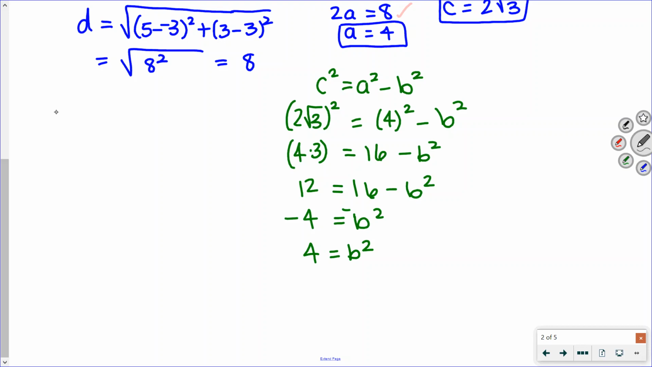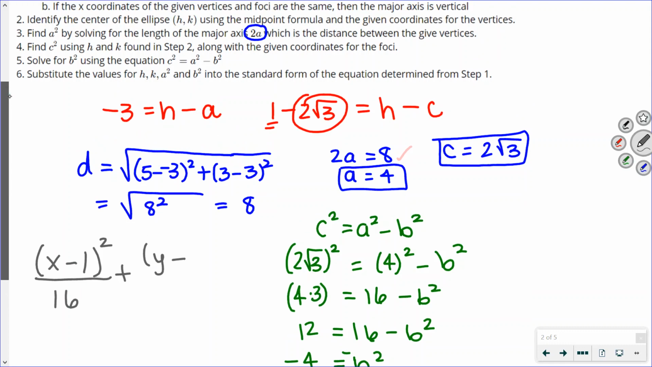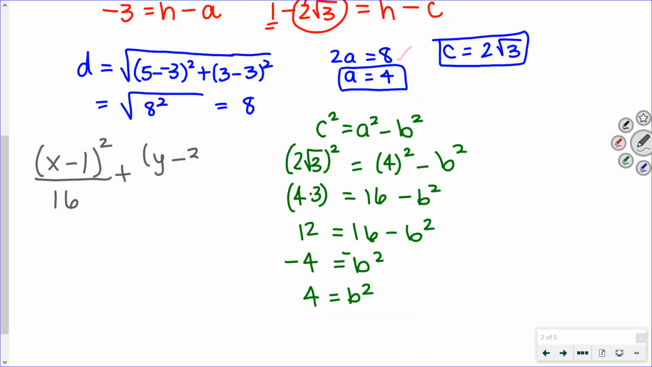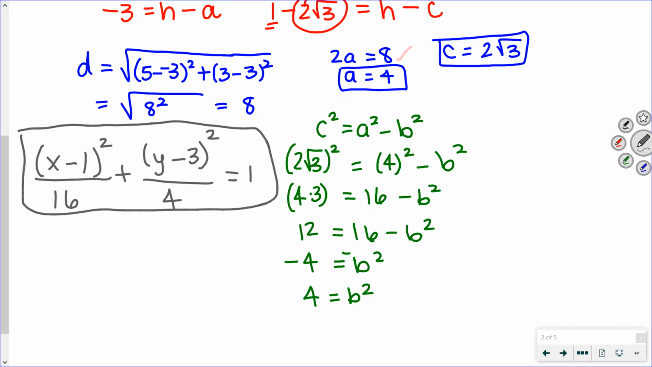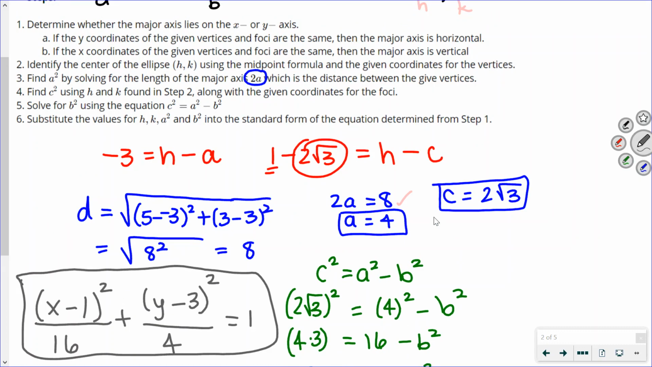The equation of this ellipse is going to be (x minus h), which we found is 1, squared, over a squared. So a is 4, so a squared is 16, plus (y minus our k value, which is 3) squared, over b squared, which we found is 4, equals 1. So there's the equation of the ellipse centered at (h, k) with the given foci and vertices.